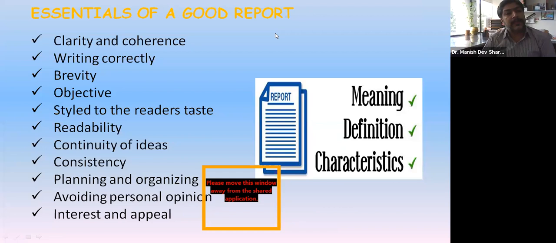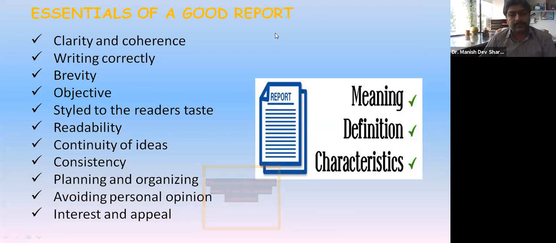So it must be clear and coherent with the area of research. It must be written correctly. Sometimes there are certain deviations when you go for modeling and analysis of the data. Those things must be specifically mentioned.